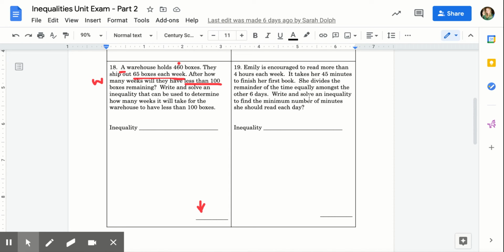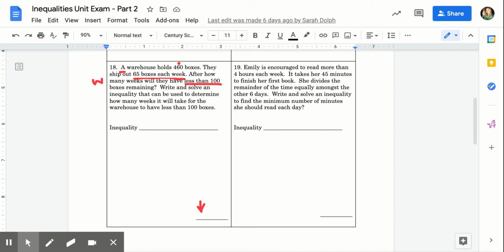All right, next question, number 19. Emily is encouraged to read more than 4 hours each week. It takes her 45 minutes to finish her first book. She divides the remainder of the time equally amongst the other 6 days.